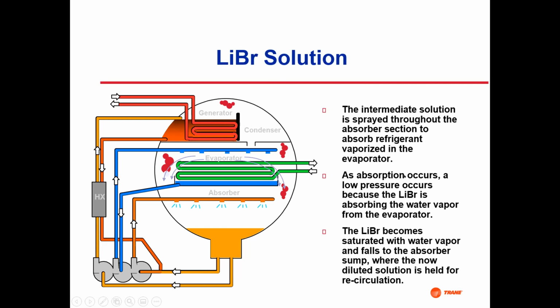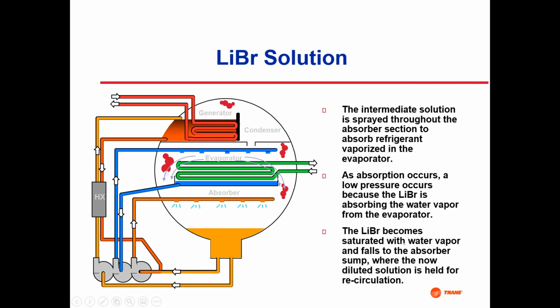As this absorption occurs, the low pressure occurs because lithium bromide is absorbing water vapor from the evaporator, so it keeps the pressure low down here because we've got these molecules floating around and then they get combined, so they get taken out of the space, and that tends to want to keep the pressure low.